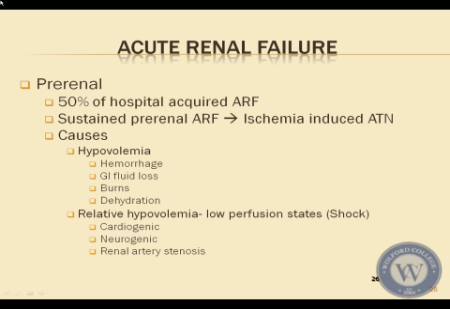In the hospital, 50% of patients who acquire acute renal failure are pre-renal. So this is one of the problems we always have to think about in the highest priority. Sustained pre-renal acute renal failure leads to ischemia-induced acute tubular necrosis. Things that cause these acute pre-renal syndromes are hypovolemic shock, such as hemorrhage, GI blood loss, fluid loss, burns, and dehydration. As for relative hypovolemia, low perfusion states can also induce this, such as cardiogenic or neurogenic shock, or renal artery stenosis.